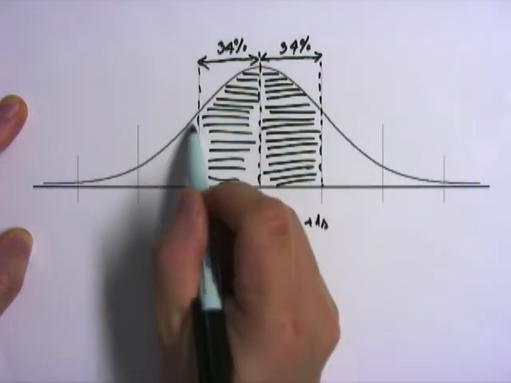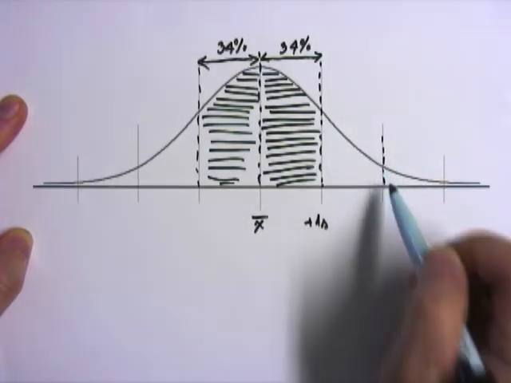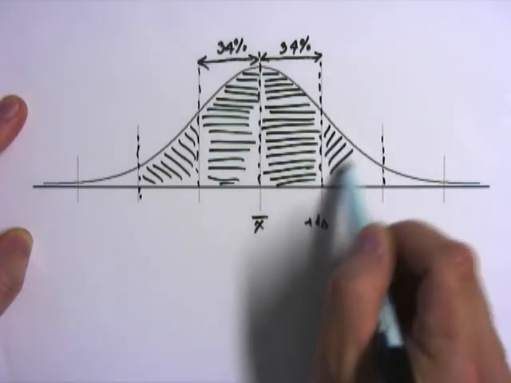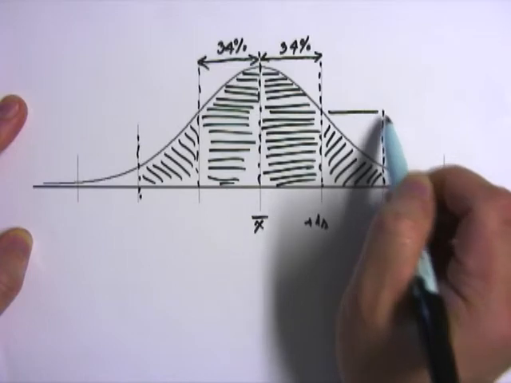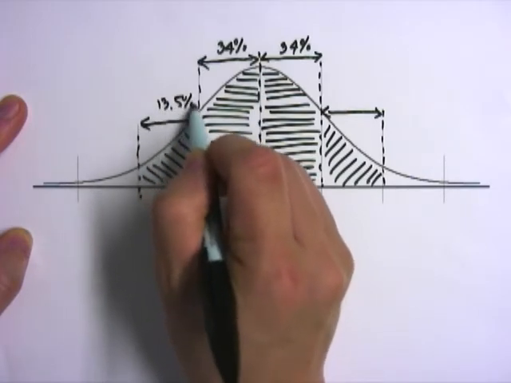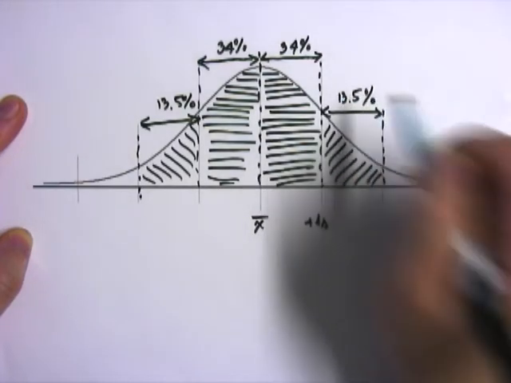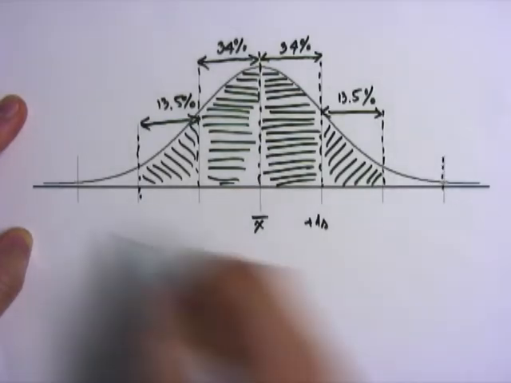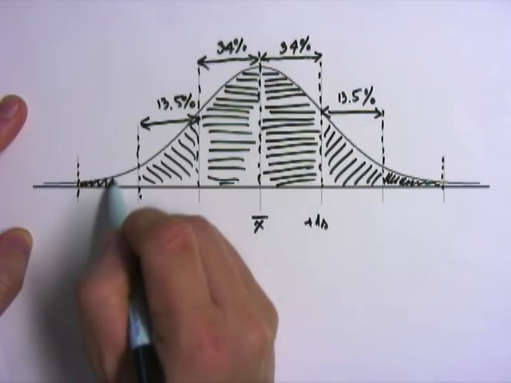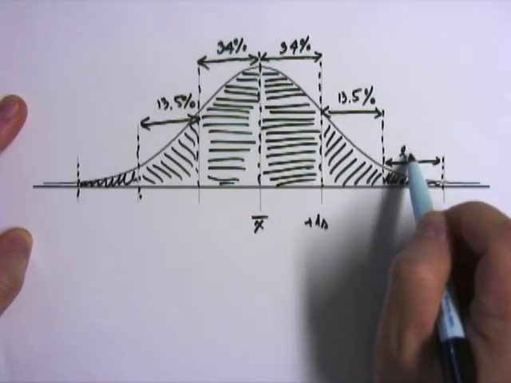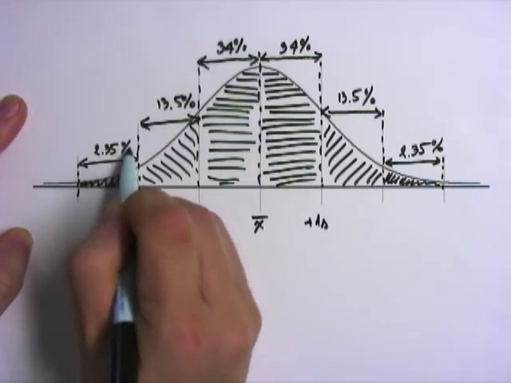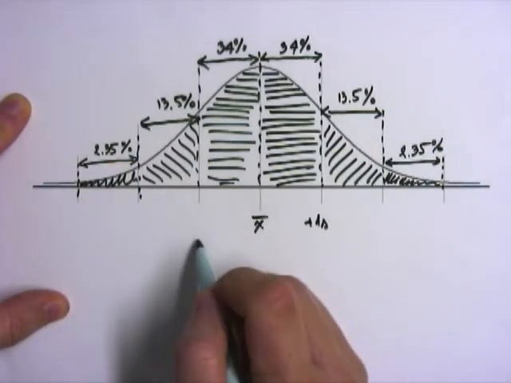Okay, and then these 2 little areas that I'm now shading differently, these 2 little areas that I'm about to label, they are 13.5% each. Okay, and the last areas, these tiny portions right here, those are 2.35% as we put the pieces together, and 2.35%.